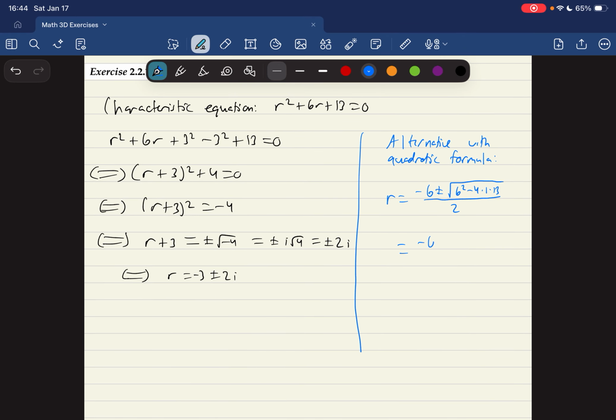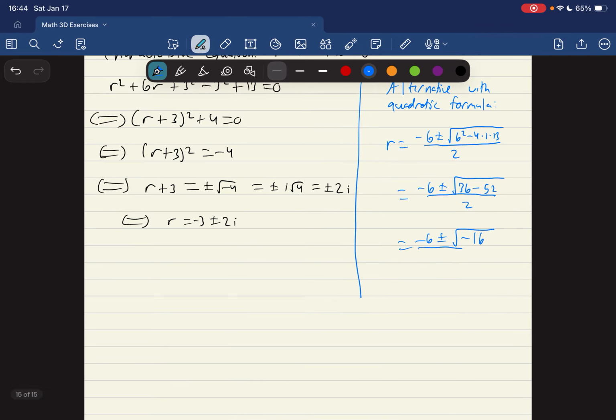So we have this. And so just continuing, negative 6 plus or minus. What is 6 squared minus this? So 6 squared is 36. 13 times 4 is 30, 26, 52. So we have 36 minus 52 all over 2. This is negative 6 plus or minus, 36 minus 52 is, give me one sec, 4, 14, 16. So this is minus 16. Okay, we're good. All over 2.